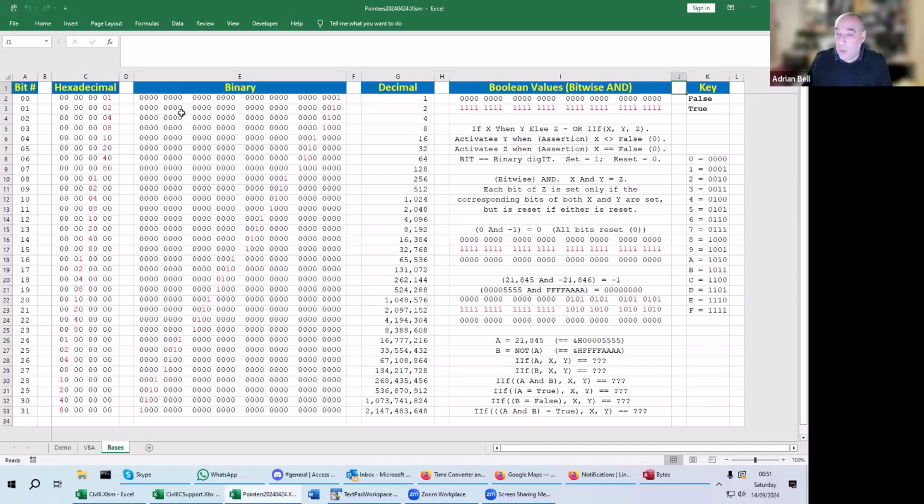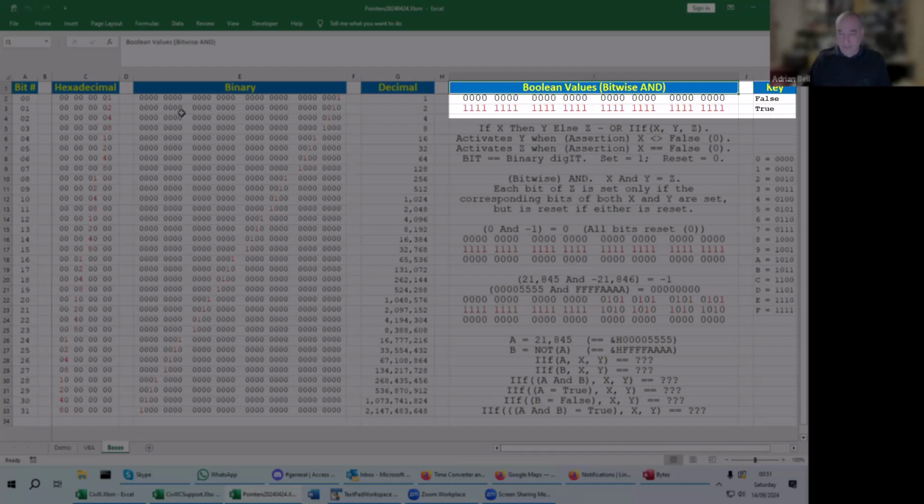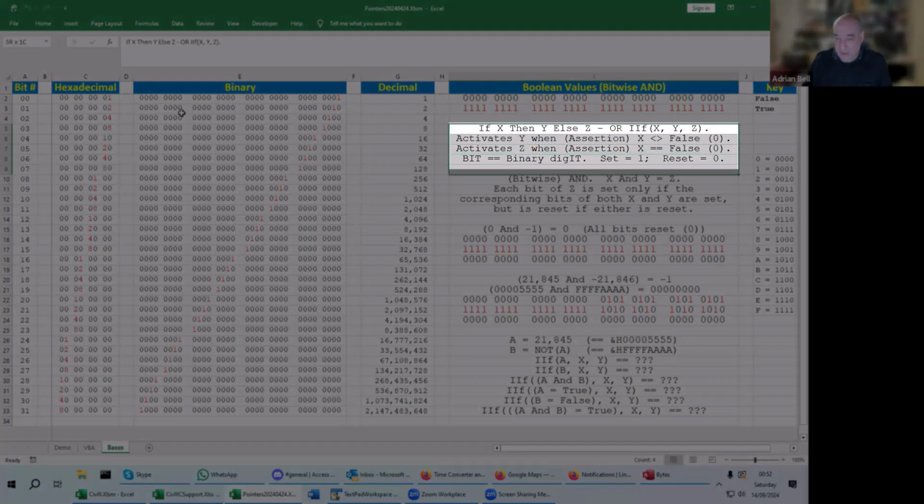We start with a bitwise AND. Okay, so we're going to go in there and make that a bit bigger. That's false, that's true. Now, I'm going to read this bit because this is the important part.